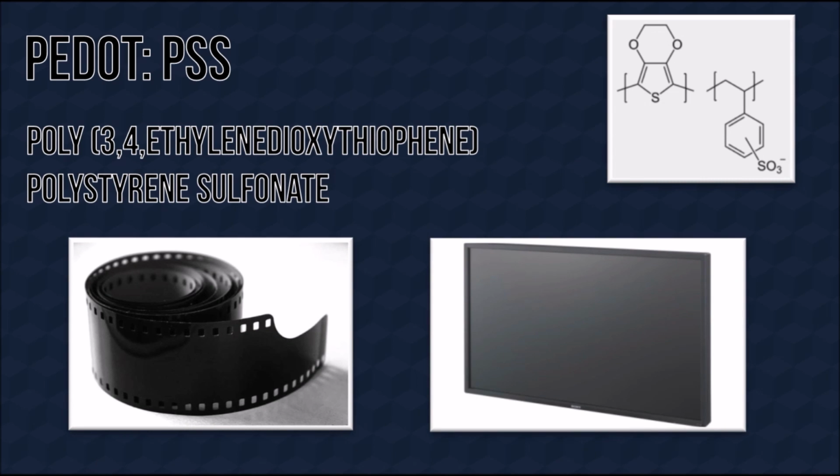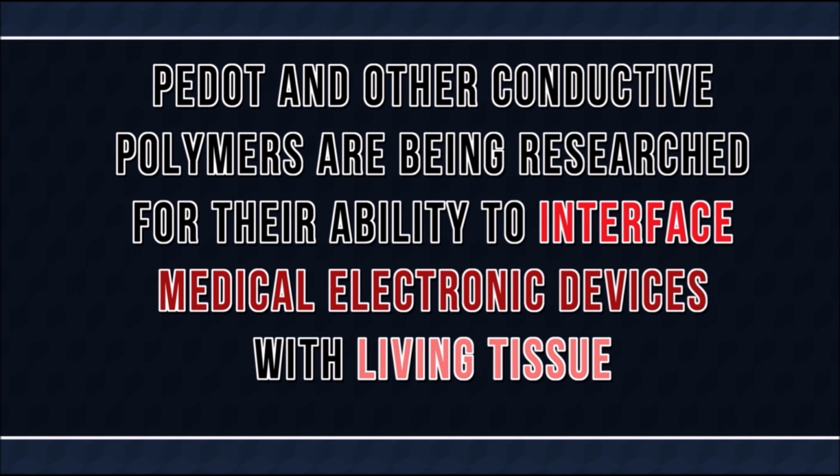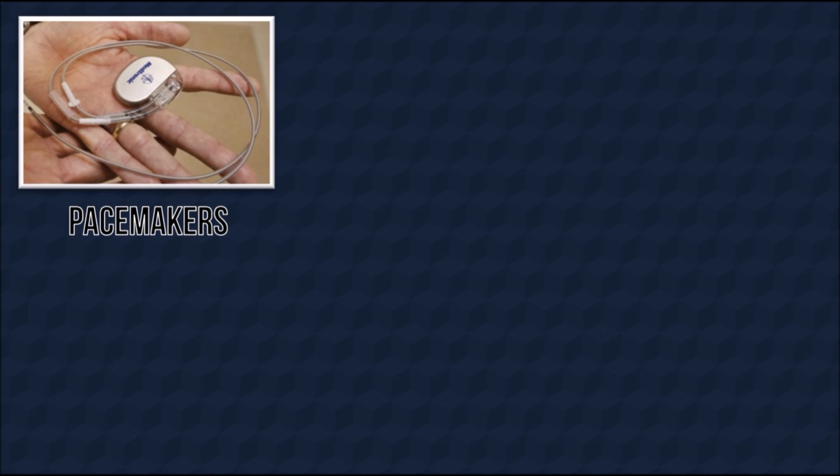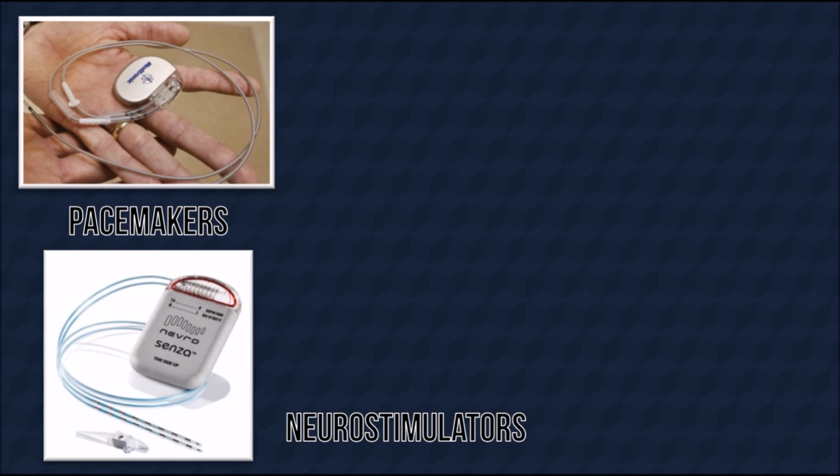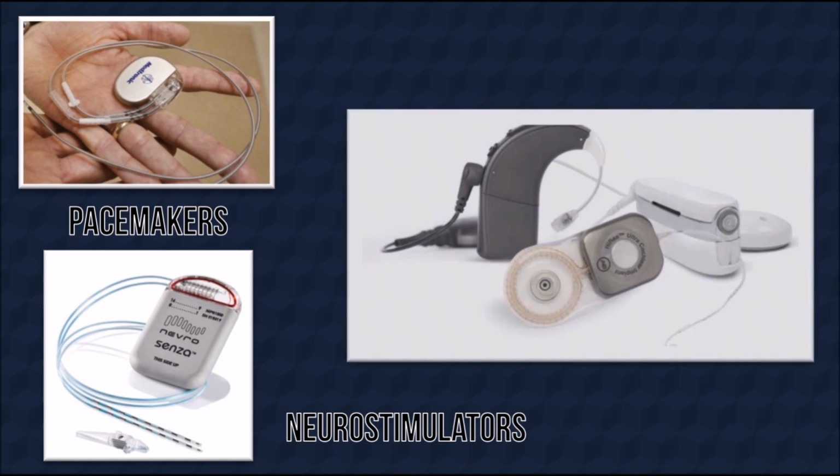However, the use of P-dot in anti-static coatings is only the most basic of its uses. This polymer is currently being researched, along with other conductive polymers, for its ability to interface electronic medical devices with living tissue. Pacemakers, used to treat heart conditions, neurostimulators, which help to treat conditions such as Parkinson's disease, and cochlear implants, which help to restore hearing, are all examples of electronic medical devices.